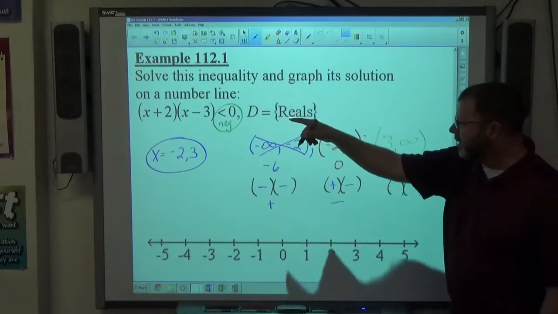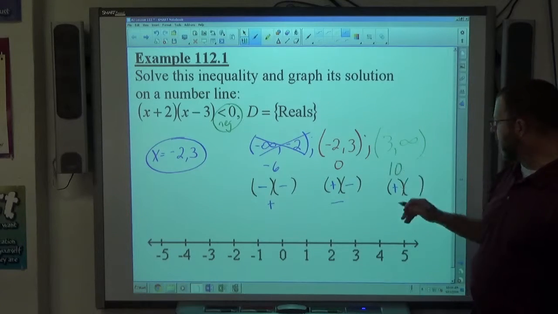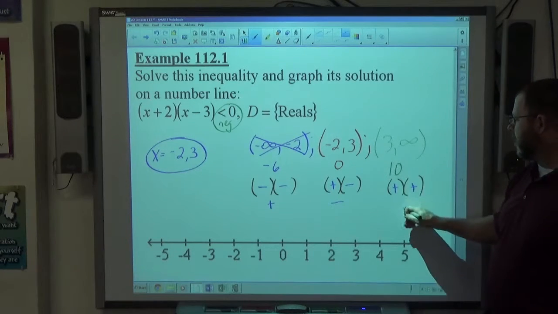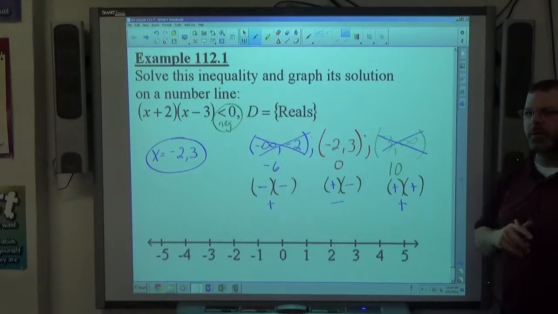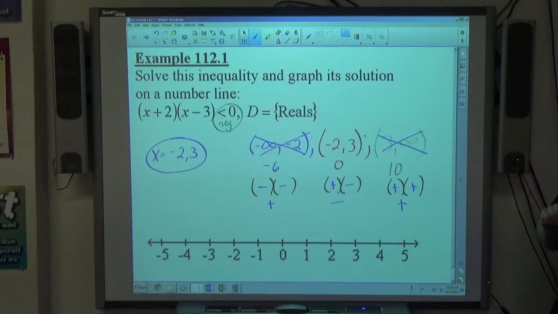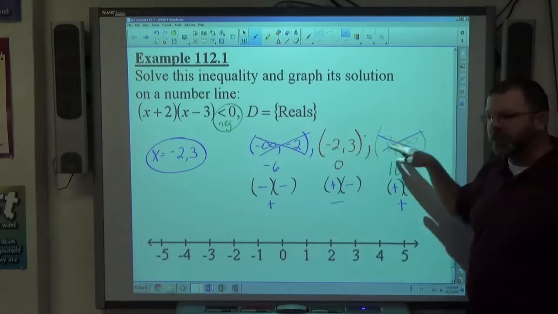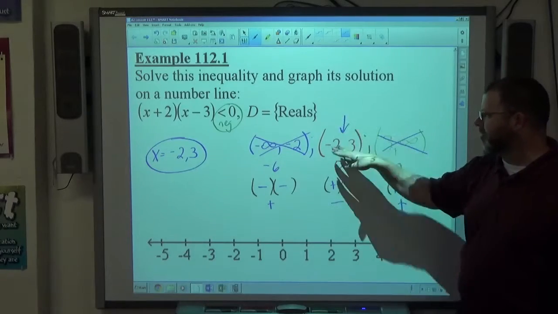If I put 10 in, 10 plus 2 is positive 12. 10 minus 3 is positive 7. Two positives make a positive. We don't want positive, we throw that one out. So the only one of the regions here that actually worked was this one here. So that's all we want to graph.